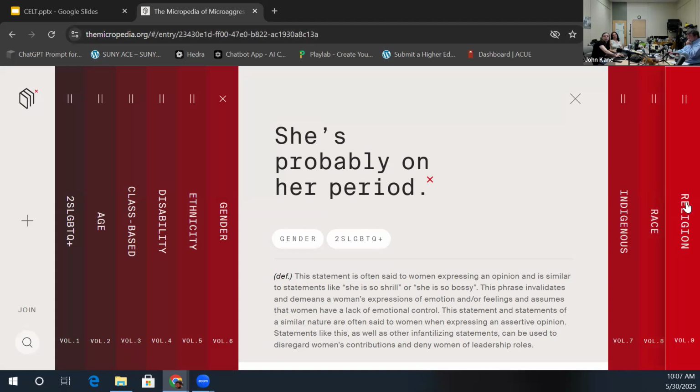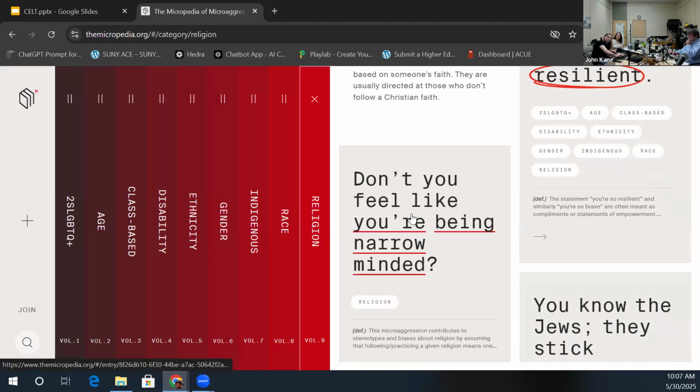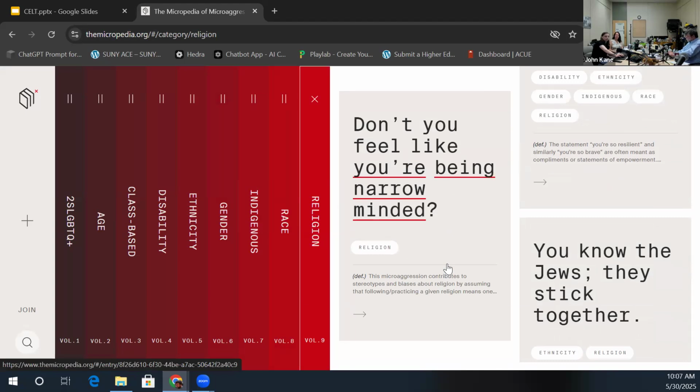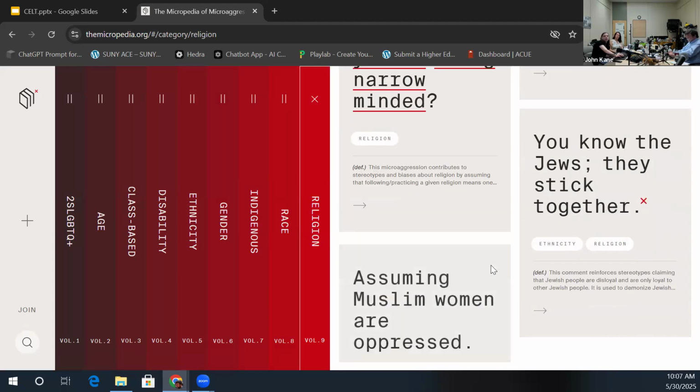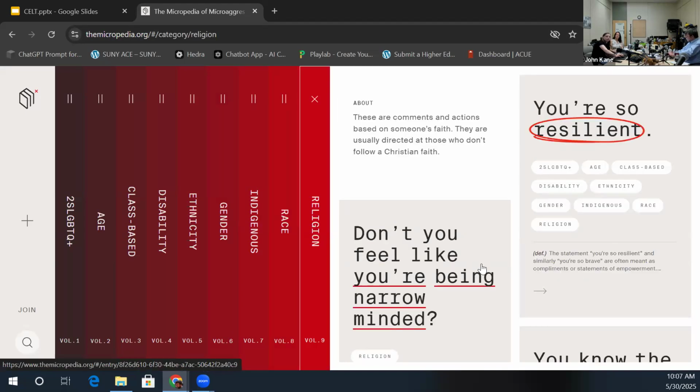Let's see, there's also another example for religion. If you say, don't you feel like you're being narrow-minded? That's basically telling them that maybe their religion shouldn't be included, shouldn't be accepted, or that there's something wrong with what they believe in. So basically, subtle acts of exclusion are just anything that you say or do. It doesn't have to be a statement, it could be an action that makes people feel excluded, makes people feel like identities that they don't really have control over make them less than other people.